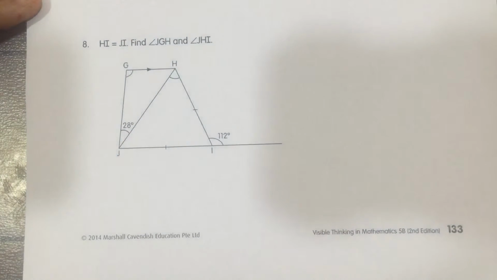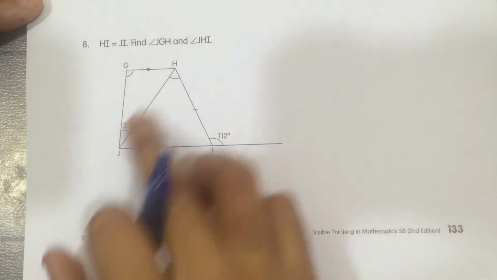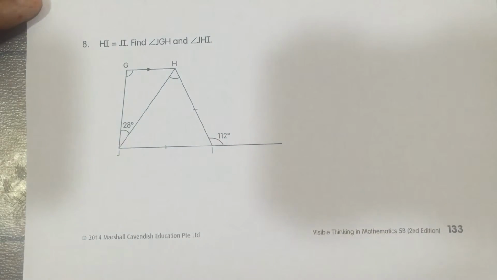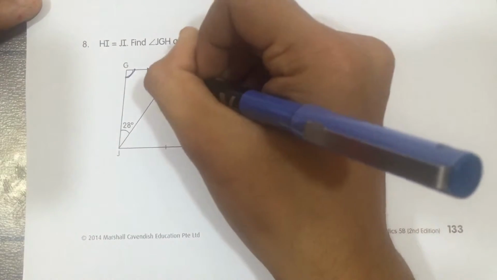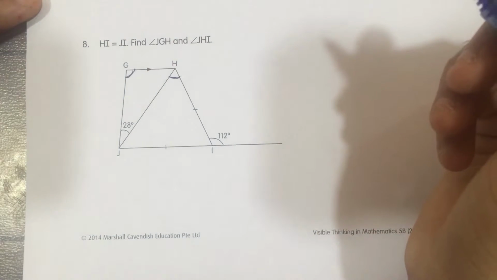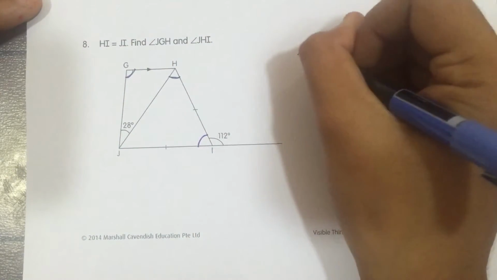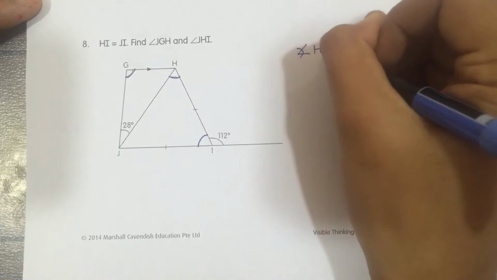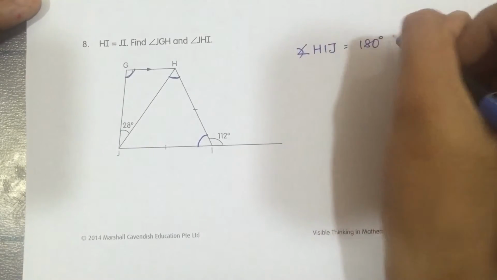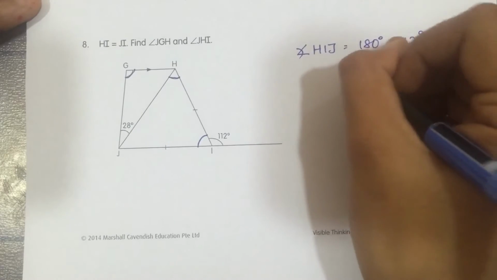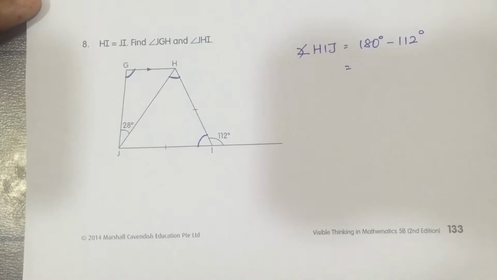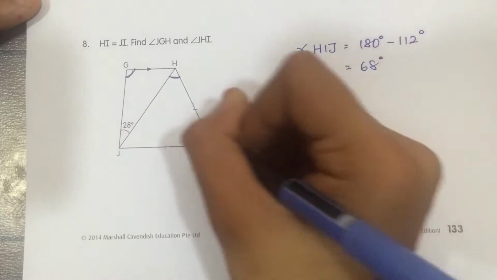Next, HI is equal to JI. So JHI is an isosceles triangle. Find angle JGH, which is here, and JHI, which is here. So I can find this angle here using angles on a straight line. So angle HIJ is 180 degrees minus 112 degrees, which is 68 degrees.